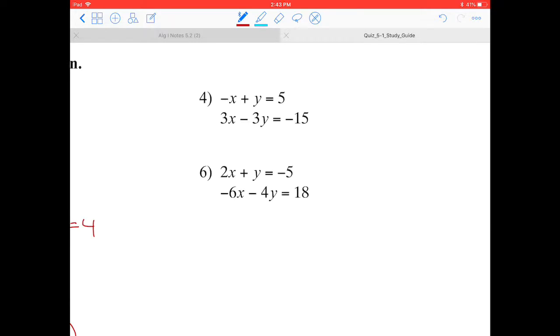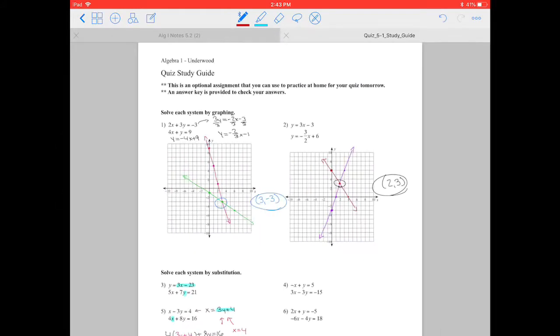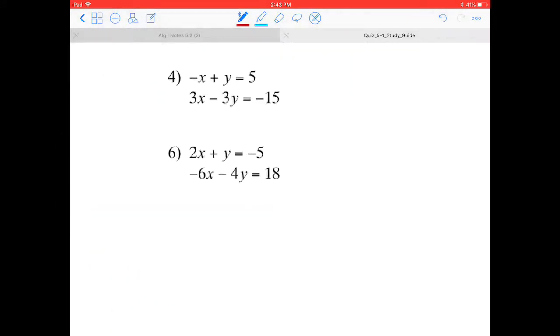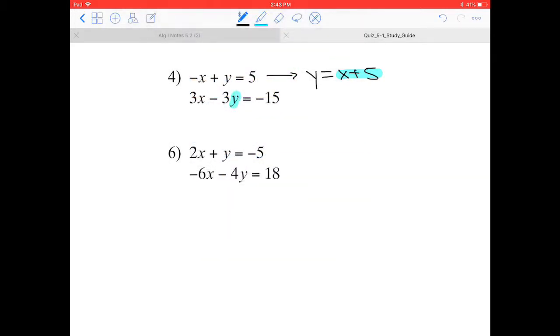Doesn't really matter to me. Number 4 turns out to be infinite, so why not? Let's do number 4. All right, number 4. We need to put this into slope-intercept form, solve it for y. So adding x to the other side. And then that's y equals, so we're going to take that and plug it in for y. And I'm going to be doing my work down here under number 6. Don't get confused, though, because it's still number 4.